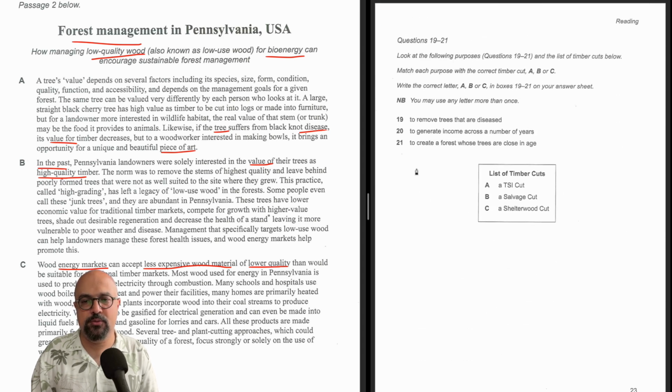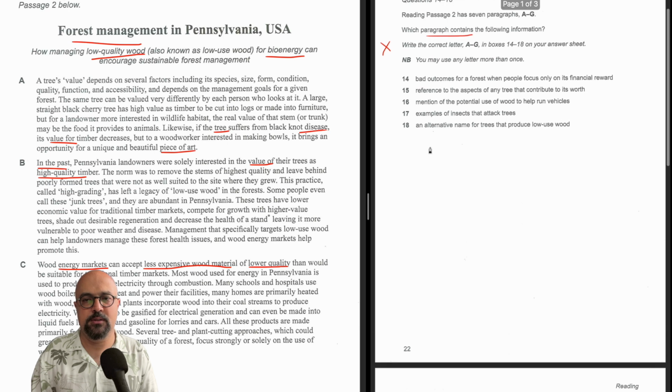So 19 to 21, this can be our second priority. These are not necessarily in passage order. These are not in passage order.